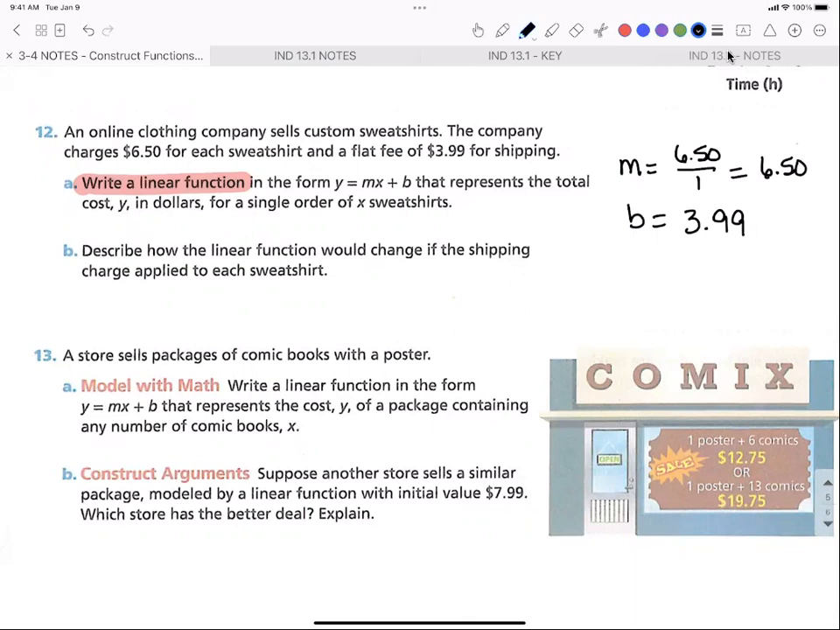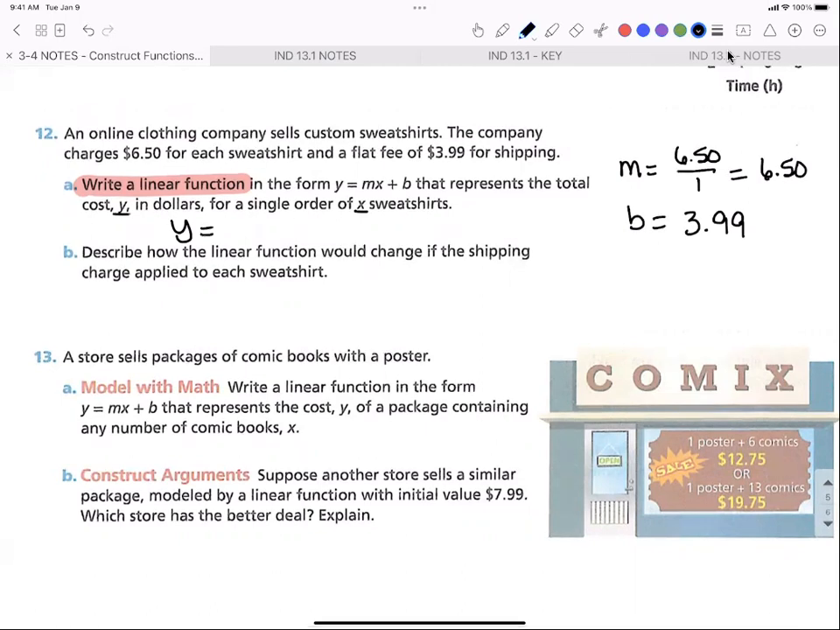Okay. So now can I answer part A? I can write an equation. Y equals, and they tell me to use Y and X, so that's nice. I don't even have to worry about getting specific here. Y equals $6.50 X plus $3.99. Okay.